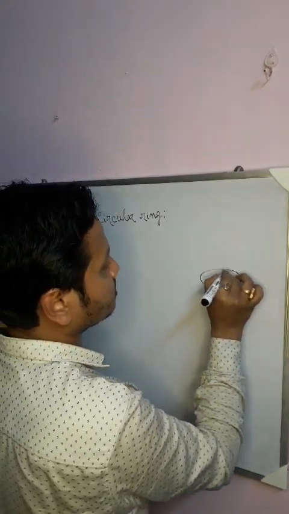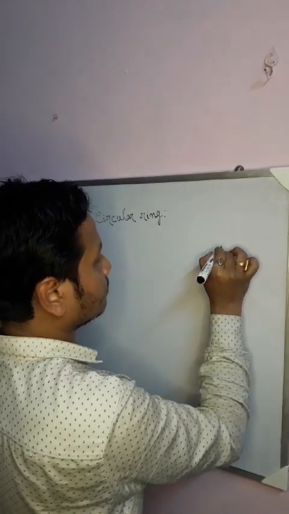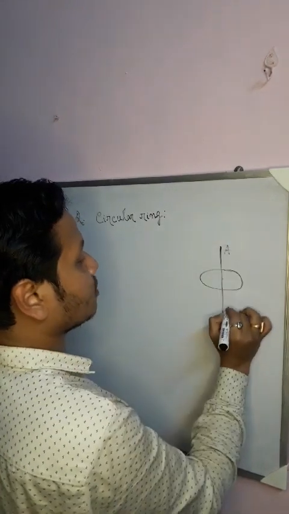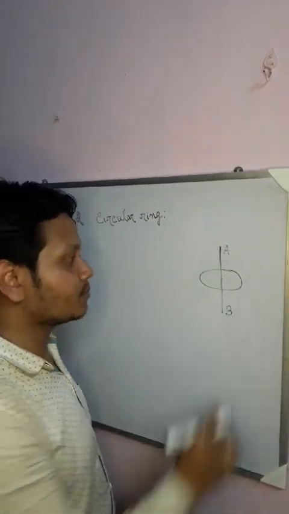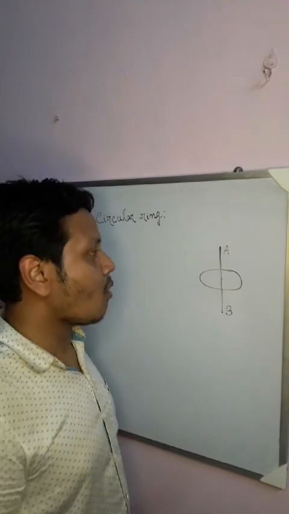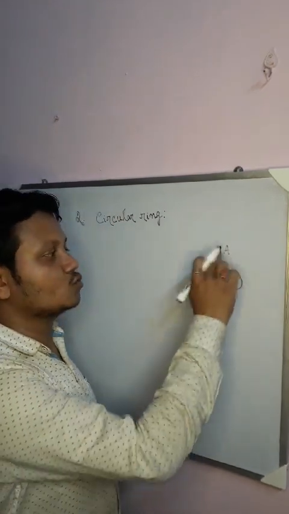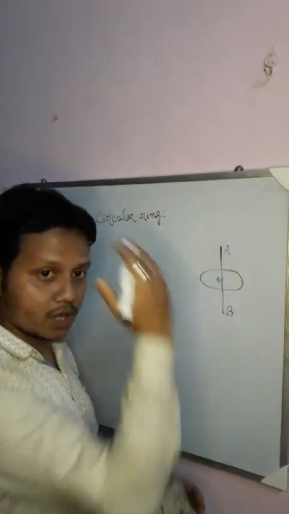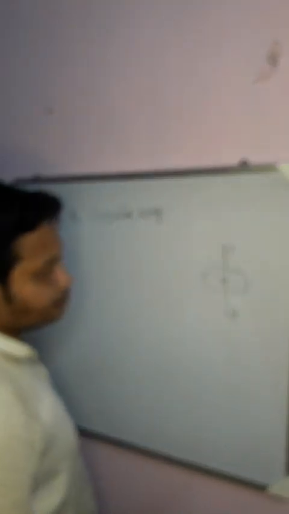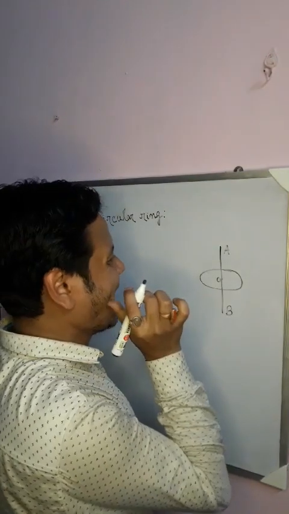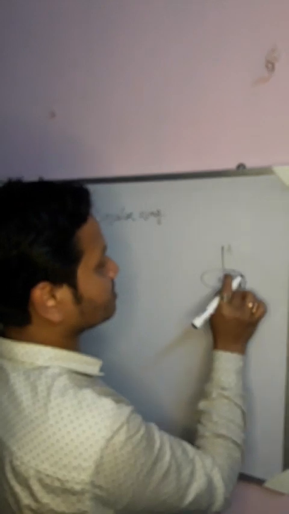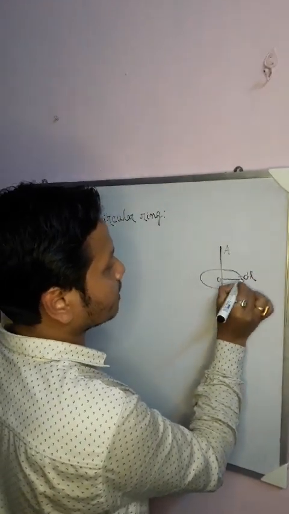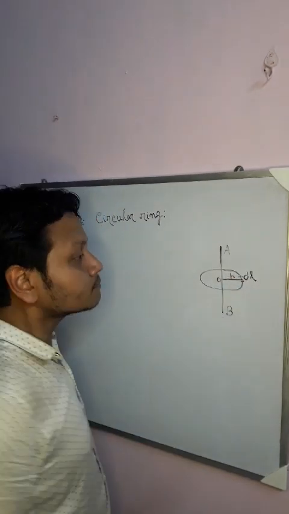Just take a simple circular ring and we choose the axis, that means about an axis passing through the center and perpendicular to the plane of the ring. We choose the axis AB in such a way that it passes through the center and also perpendicular to the plane of the ring. So we take an elementary strip on the circumference, say dl, at a distance say R from the center.